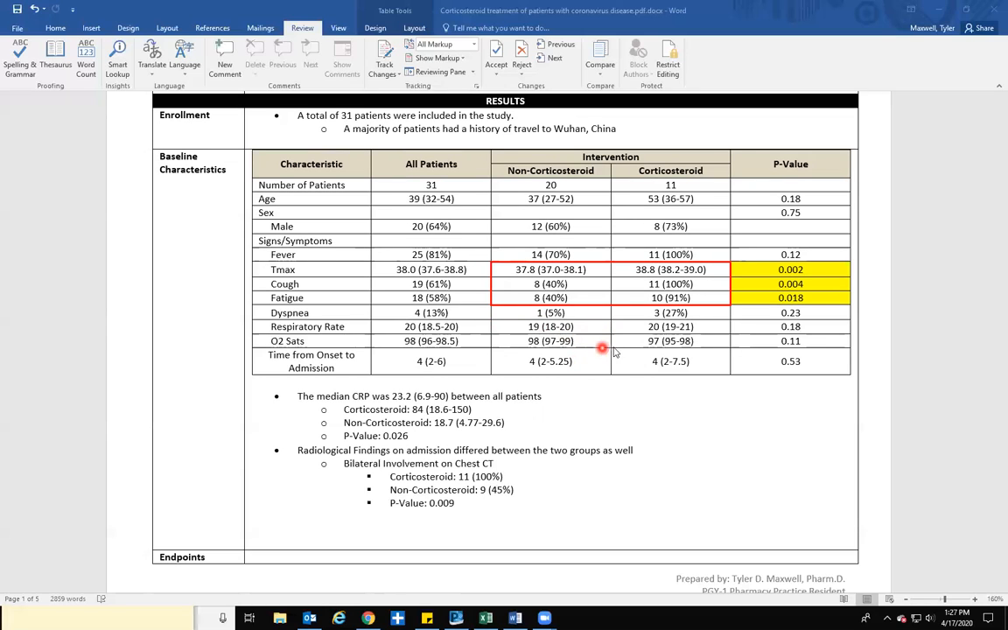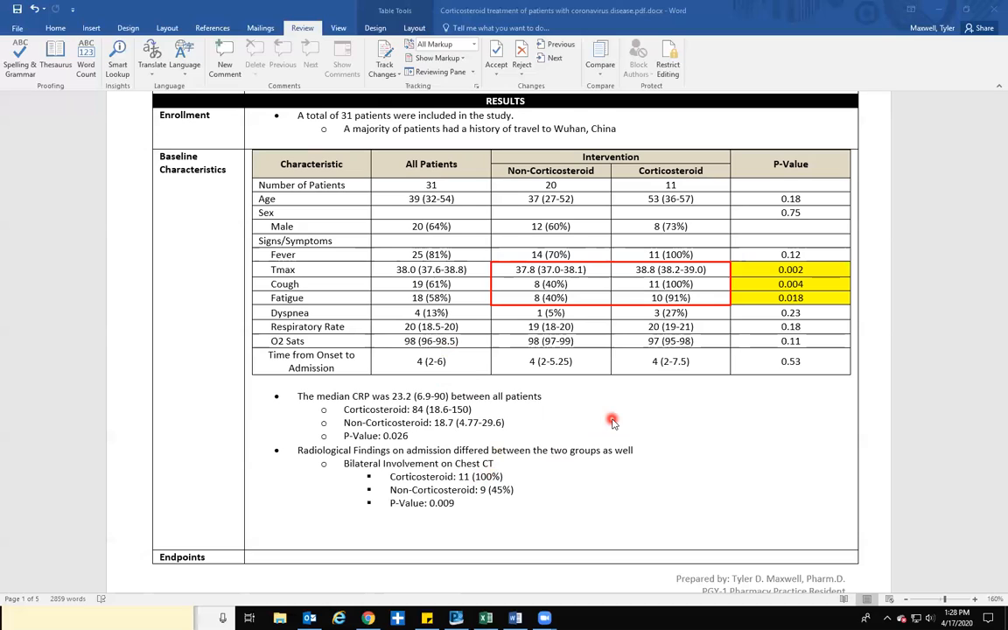The next thing I'd like to look at is the respiratory rate and the O2 saturations. And I don't have these highlighted, I apologize for that. But if you look between both groups, there's no statistical difference. The respiratory rate was about 20 in these patients, so not super high. And the O2 saturation on admission was 98%. And so these patients really were not super sick. They weren't the patients that were satting below 93% that you may need to get on supplemental oxygen. These patients really weren't requiring a lot of these additional therapies.